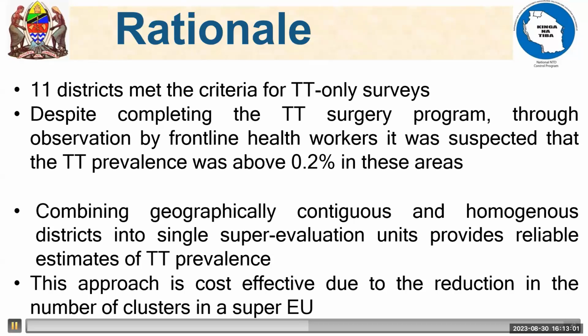Recent evidence indicates that combining neighboring districts with similar characteristics into larger evaluation units known as super evaluation units yields accurate TT prevalence estimates, especially when using the geostatistical design approach. As a program, we chose this approach not only due to its reliability, but also due to cost efficiencies achieved by reducing the number of clusters within the super evaluation unit. Consequently, we amalgamated the 11 district councils into 5 super evaluation units.